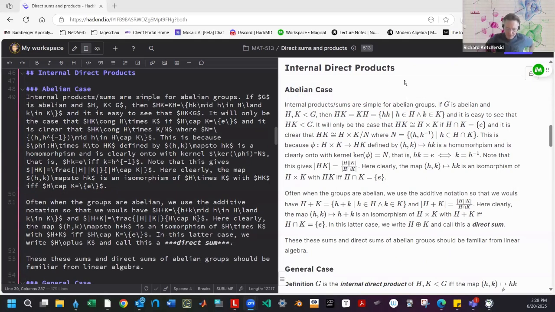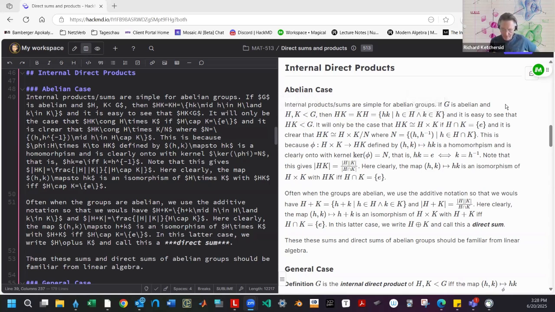Okay, so internal direct products are where we're taking a group and taking subgroups of that group and trying to rebuild the group out of it. So it's a slightly different kind of thing. We're working inside a single group. So we've got H and K, which are subgroups of G.